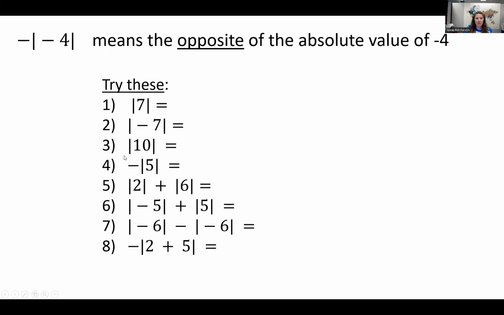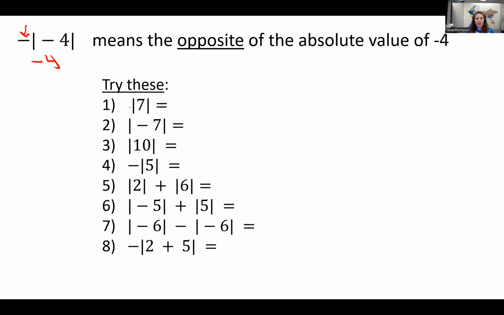All right, now we got to be careful, because if it's written like this one on top, it actually means what is the opposite of the absolute value of -4? Well, the absolute value of -4 is 4, and the opposite of 4 is -4. So I got a negative when I saw the negative sign outside the absolute value marks.